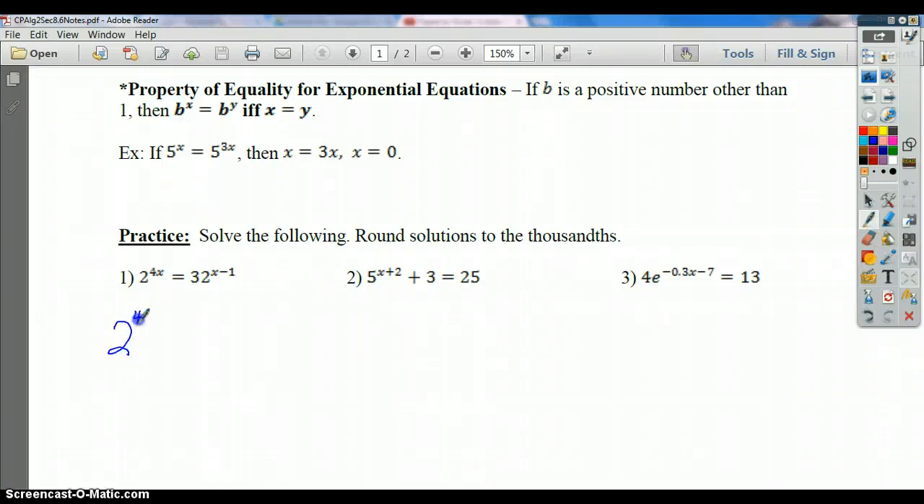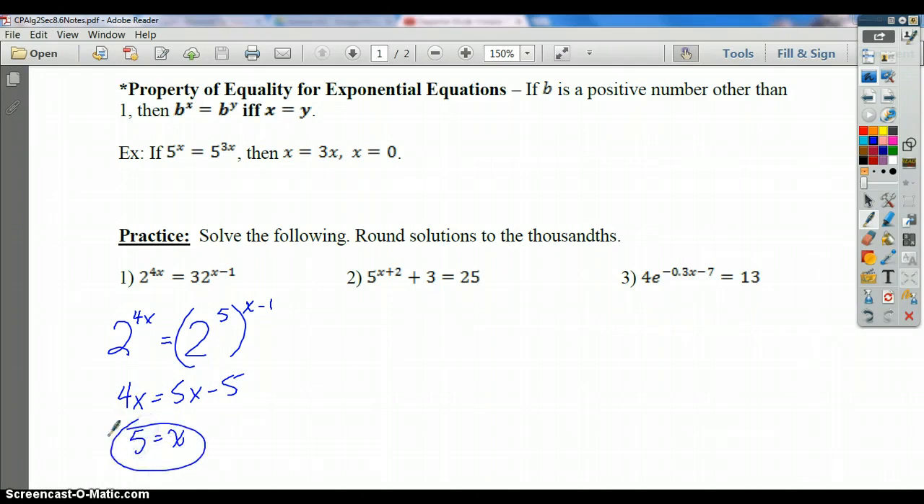2 to the 4x, leave as is. I'm going to write 32 as 2 to the 5th, which is then raised to the x minus 1. So really I have 4x equals 5x minus 5. And then I'm going to get x equals 5. All right. Moving up here, let's jump to number 2.